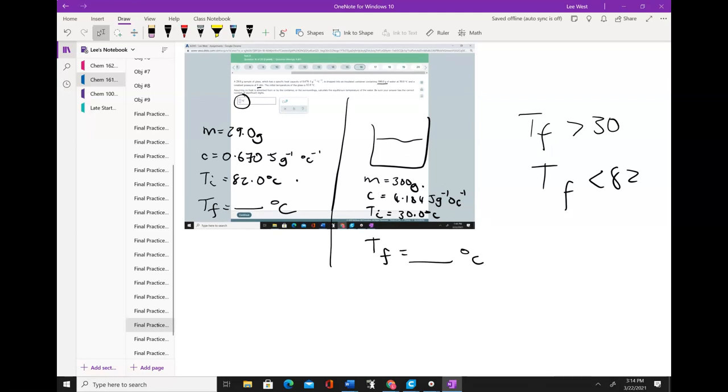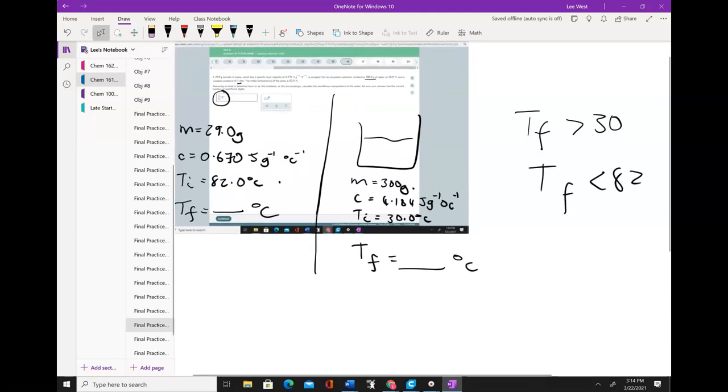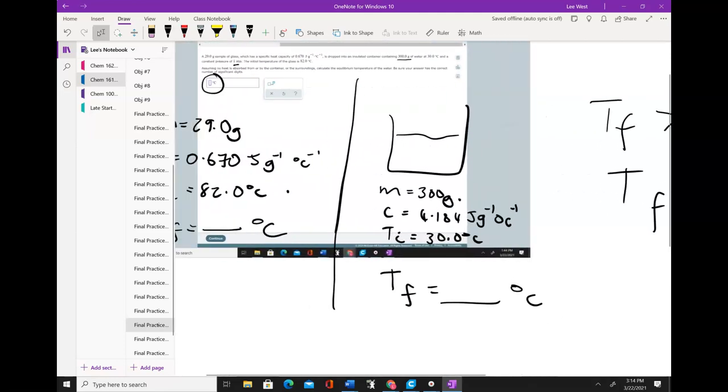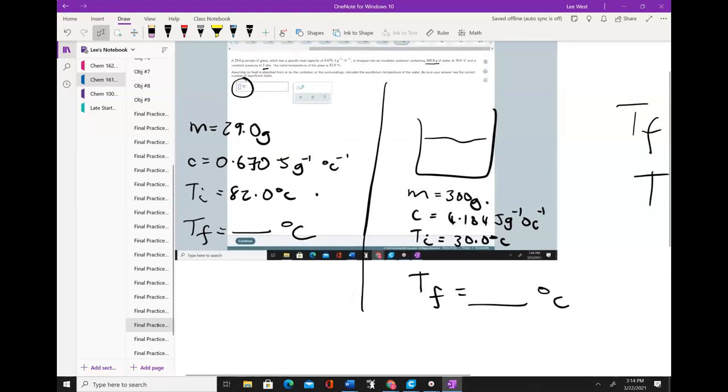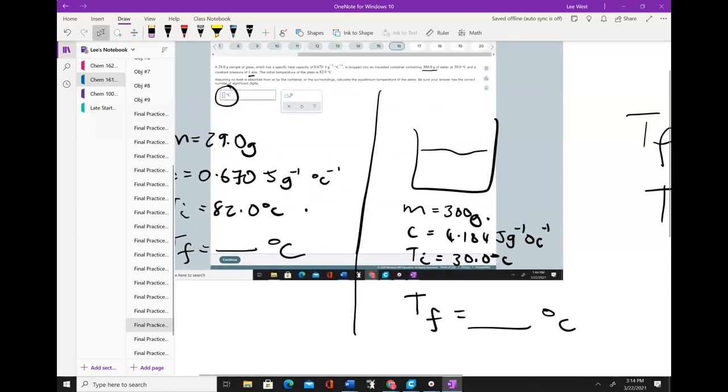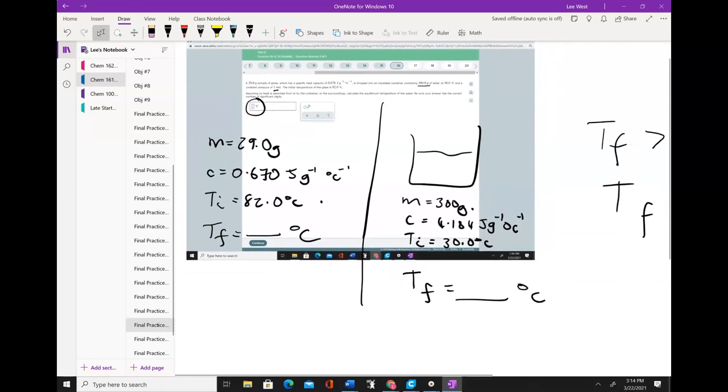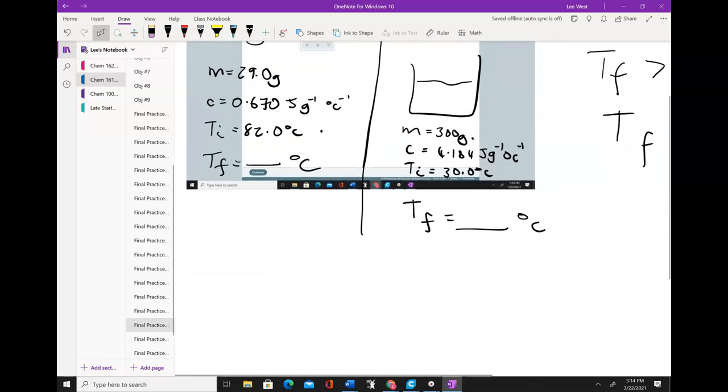It says assuming no heat... okay. Calculate the equilibrium temperature, which is the final temperature of the water. Be sure your answer has the correct number of sig figs. Everything up there has either 3 or 4 significant figures, and we'll keep an eye on that as we go through.